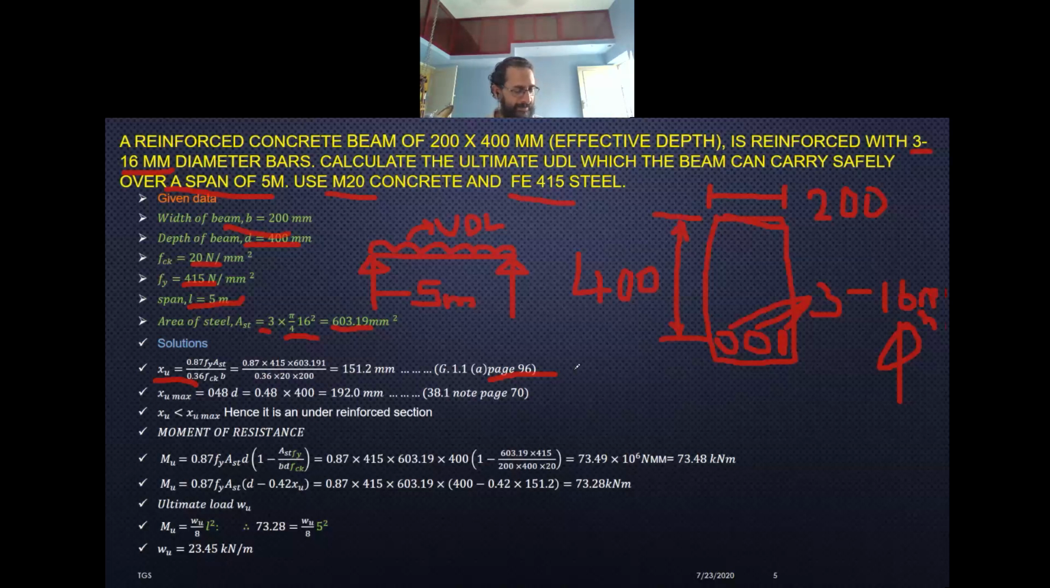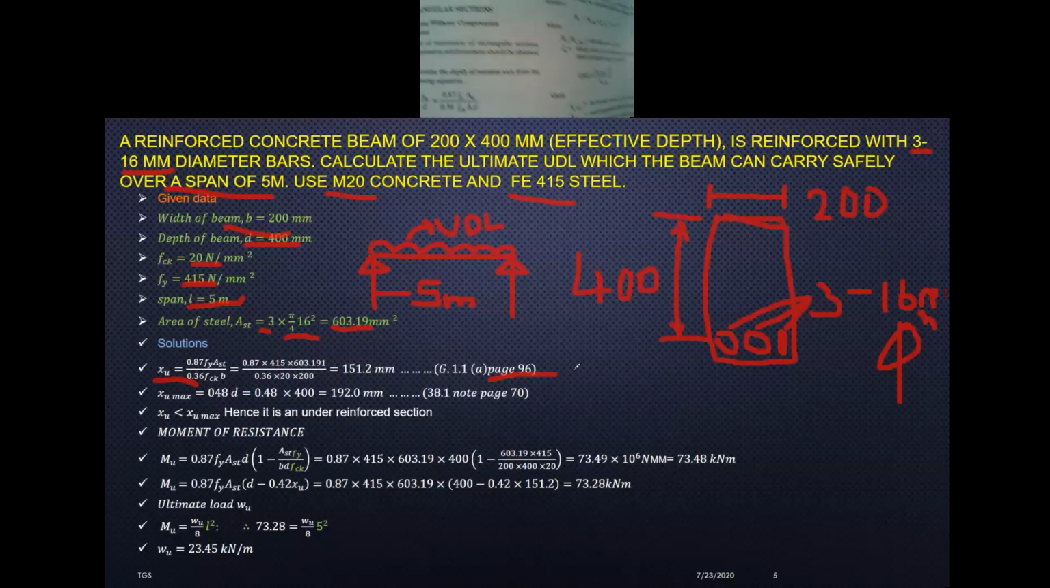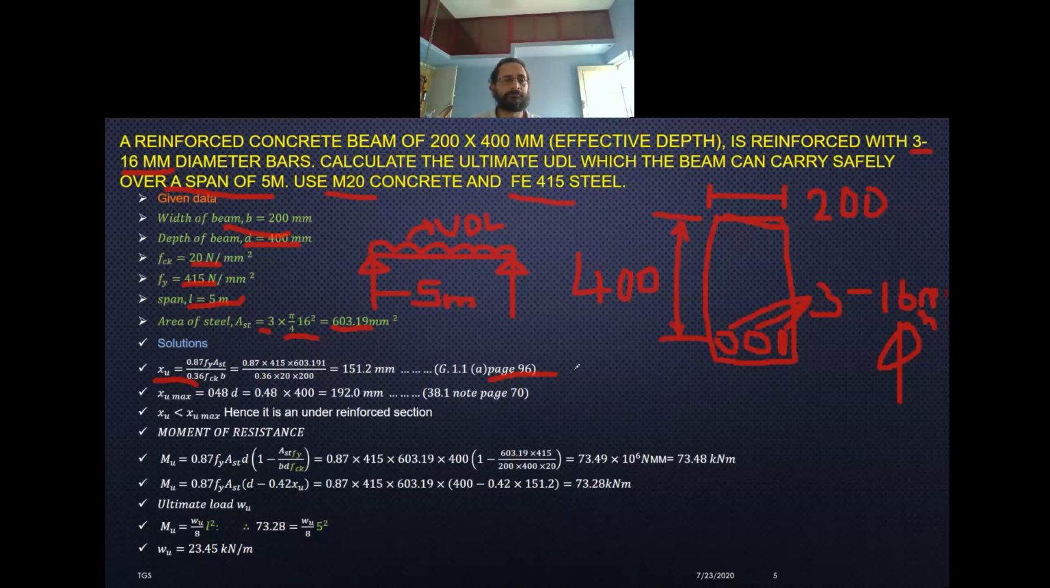Xu by d is equal to 0.87 fy Ast divided by 0.36 fck b d. From this equation we get Xu is equal to 0.87 fy Ast divided by 0.36 fck b. Then substitute all the values.